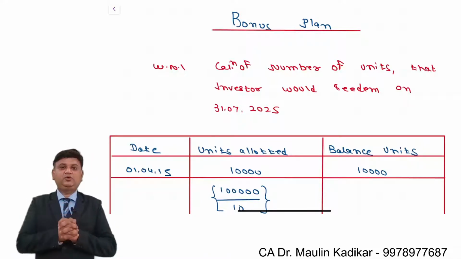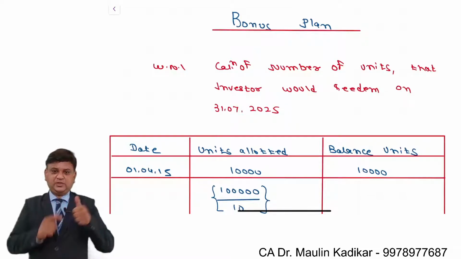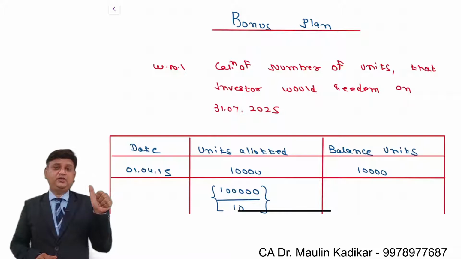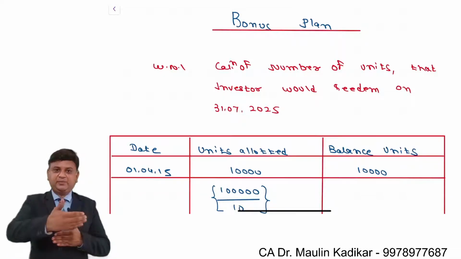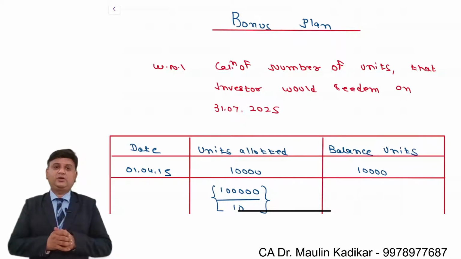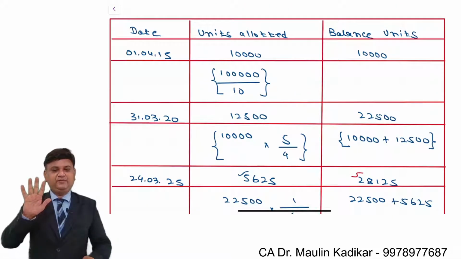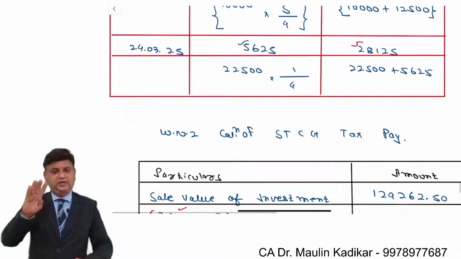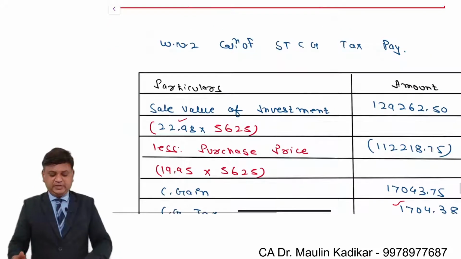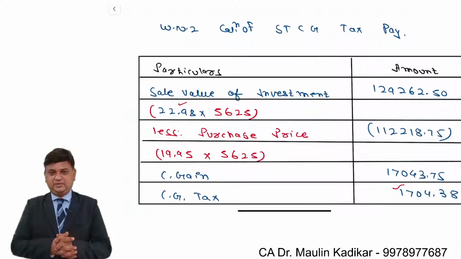First of all, I am explaining how to compute the return for the bonus plan. The first working note will be prepared as the number of units that the investor would have on the date of redemption. Whatever the bonus ratio given to us, in that proportion the number of units will be allotted to the investor. Initially 10,000 units, then 5 for every 4 held, so 12,500. Then 1 for every 4 held, so 5625. So 28,125 is the number of units that the investor would have on the date of redemption.